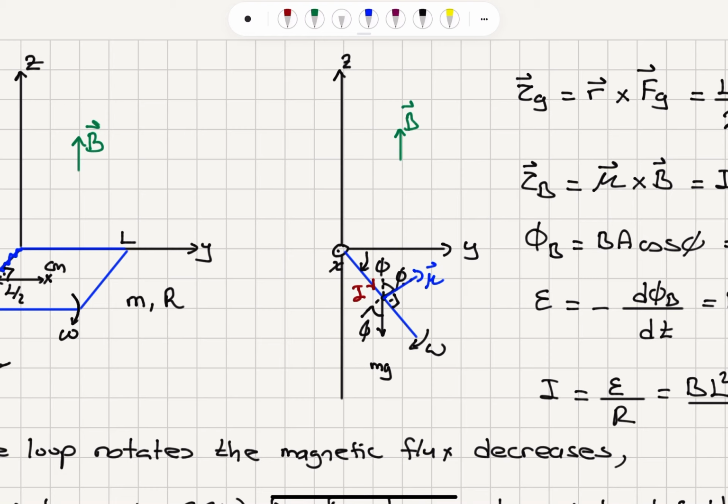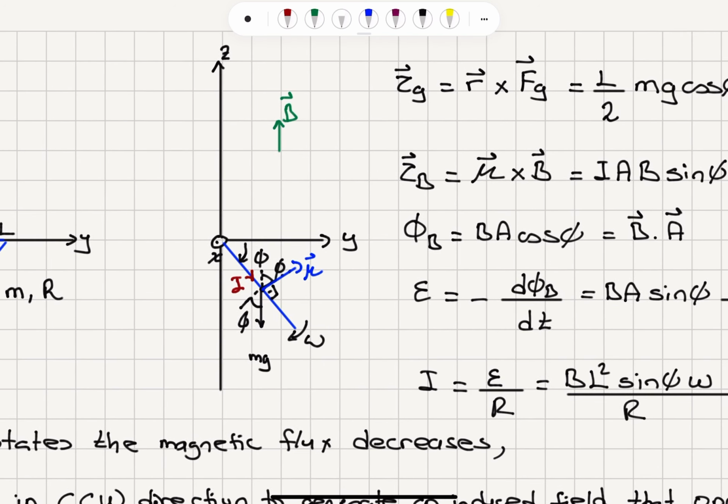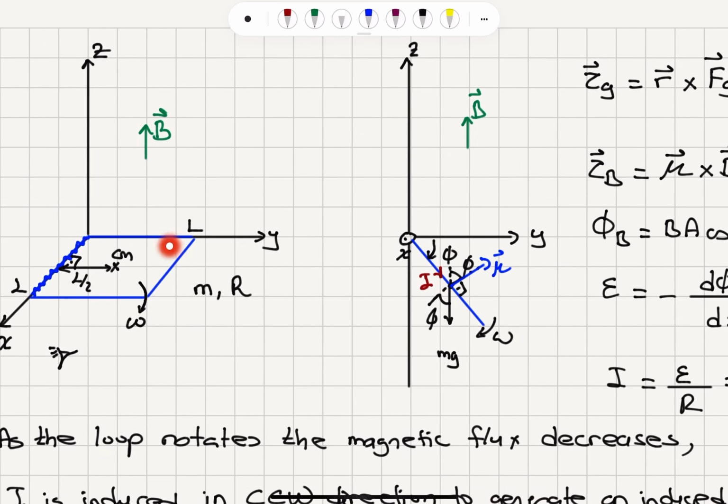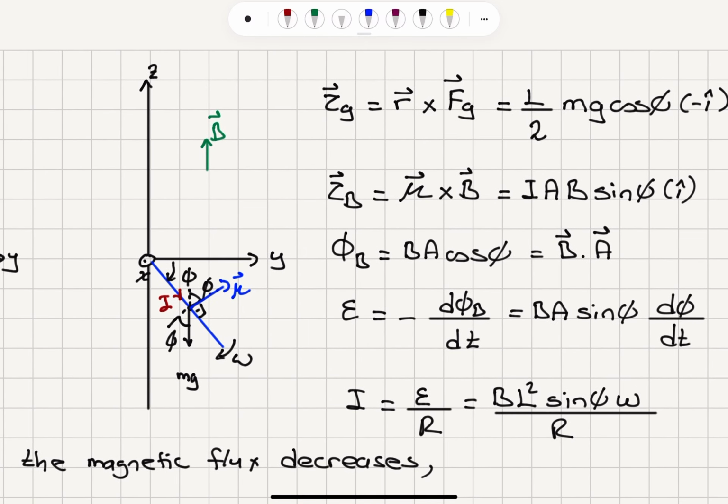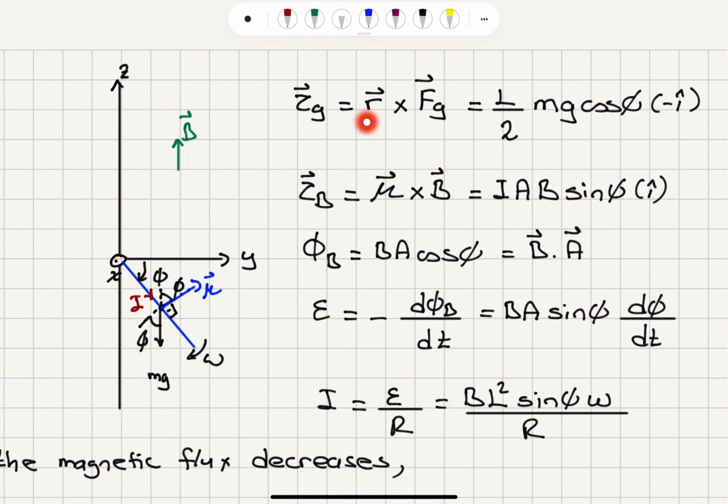And as it rotates through an angle phi, because the flux through the loop, which is BA cosine phi, is decreasing as the angle increases, there is an induced current that will try to produce a magnetic field in the plus k hat direction initially, or in the direction of the area vector or magnetic moment vector in this case. So this current will be flowing in this direction. Then there will be a torque mu cross B, which is going to try to rotate this in the opposite direction.